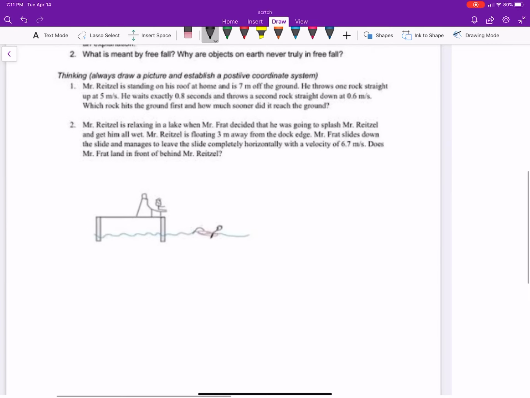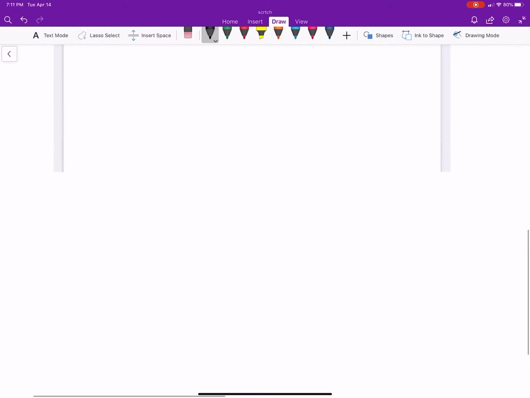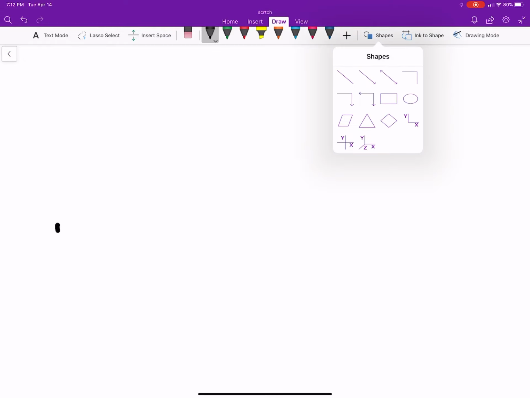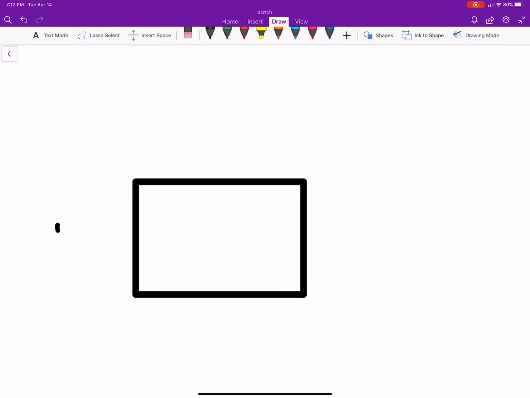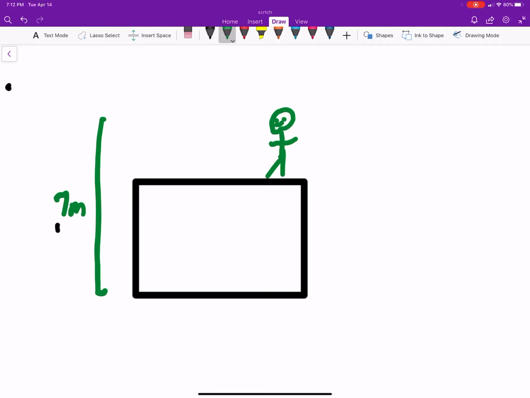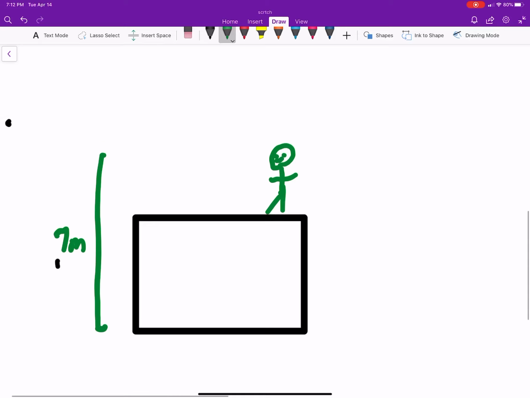Okay, so we'll start with just drawing a picture. And honestly, because of the unfortunate quality of my picture, it's going to be helpful. Okay, so let's use this to draw the house. I guess the house can be black. And the man, I guess he'll be a green man. Is standing 7 meters off the ground. Okay. So we have our picture set up.